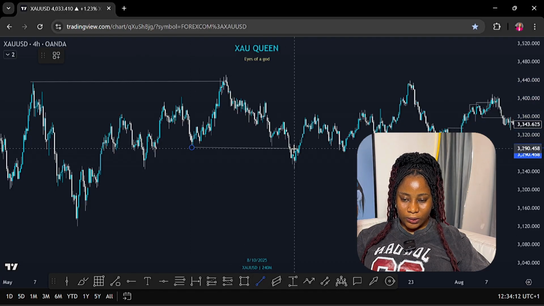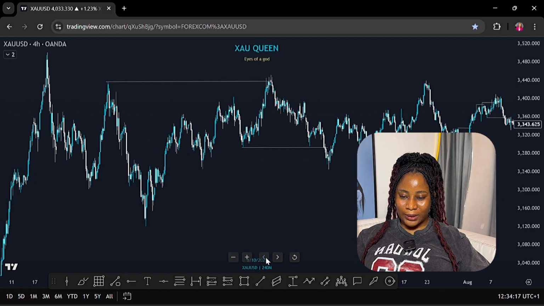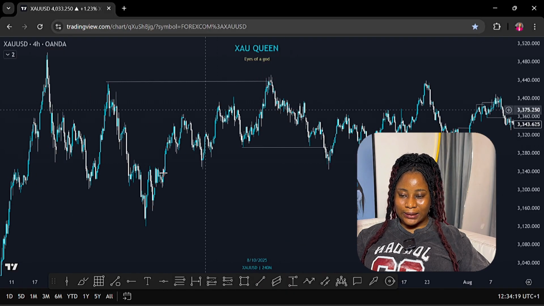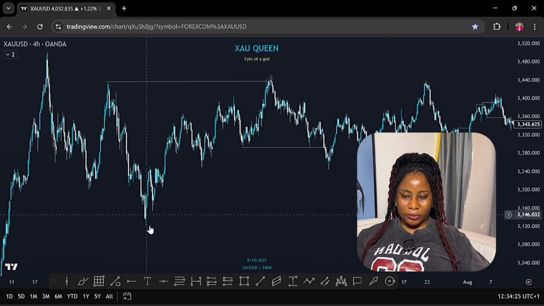Price took this low. Now what do? We are supposed to zoom out. Know that this is our trading range. This high put this low, and this low put this high. So this is our trading range.